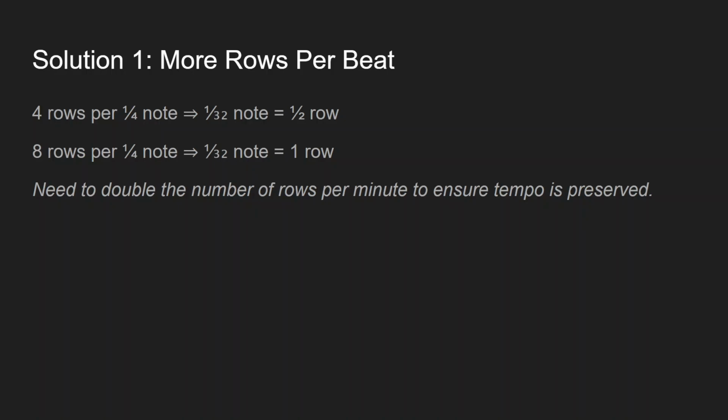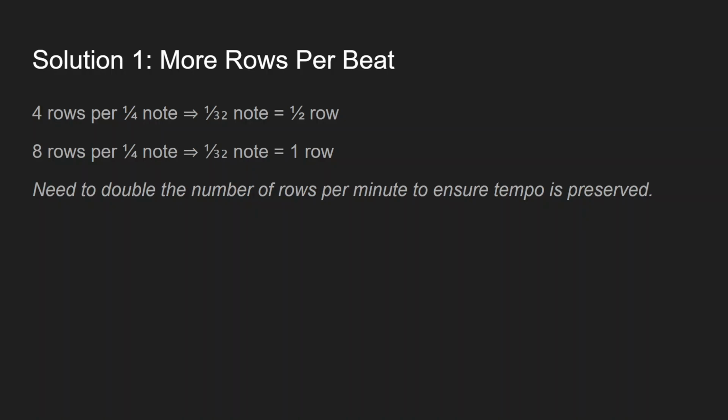And if we just increase the number of rows per beat without changing the rows per minute, then we would halve the tempo. So we need to double the number of rows per minute because we've doubled the number of rows per beat, to make sure that we keep to the same tempo.